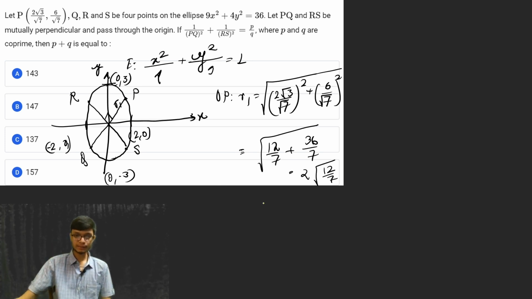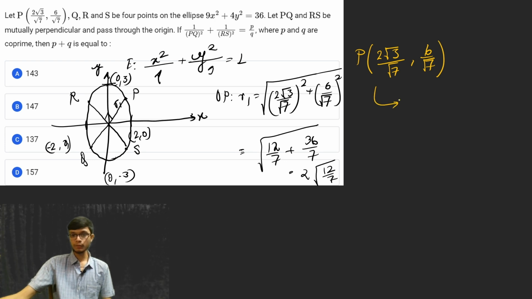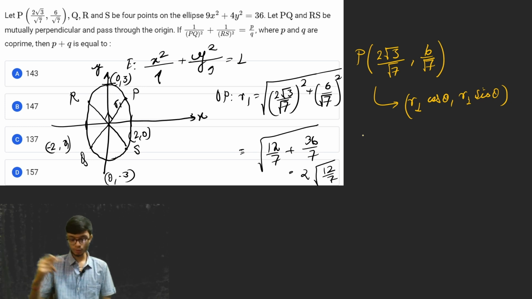And let me write first, now let me go on and represent the point P, something like this, 2 root 3 by 7. Now there is an important trick that you must understand in order to solve this type of problem. That is, you can write this particular point P in a polar coordinate notation. That is, r1 cos theta and r1 sine theta. Okay, so you can definitely write this particular point in this polar coordinate notation, and you are taking r1 as the radial distance, that is OP.